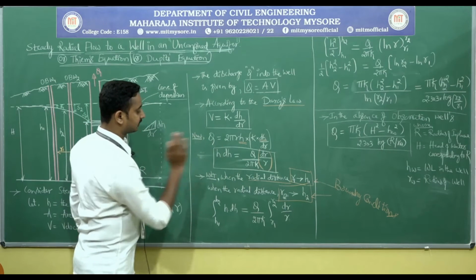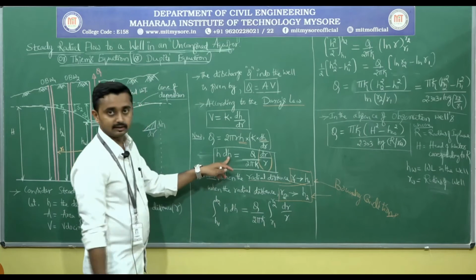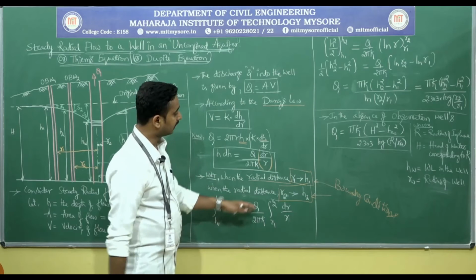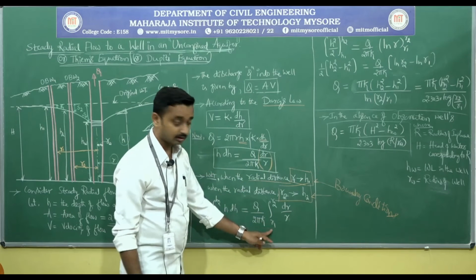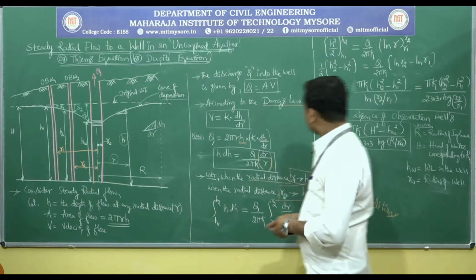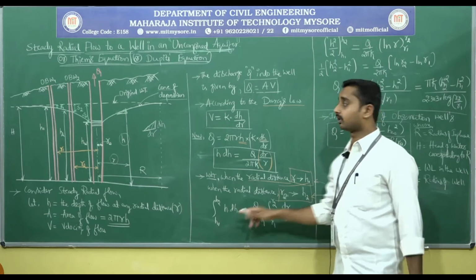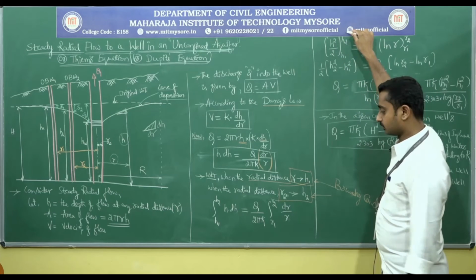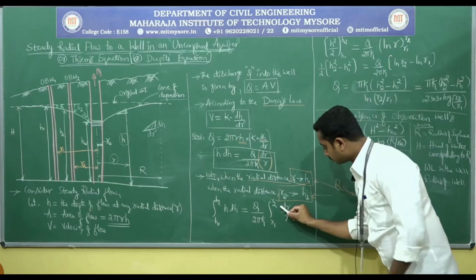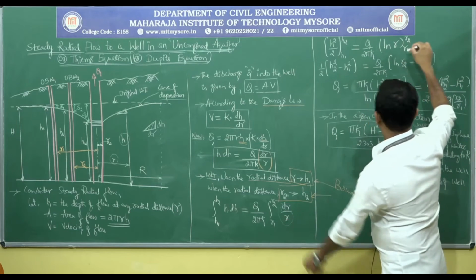Just integrate this equation. Integration of h dh between the limits h1 to h2 equals 2 pi k, constant taken outside, integration of dr by r between the limits r1 to r2. Now very simple integration. Integration of h into dh is h square by 2, between the limits h1 to h2, equals Q by 2 pi k into integration of 1 by r, which is ln r between the limits r1 to r2.